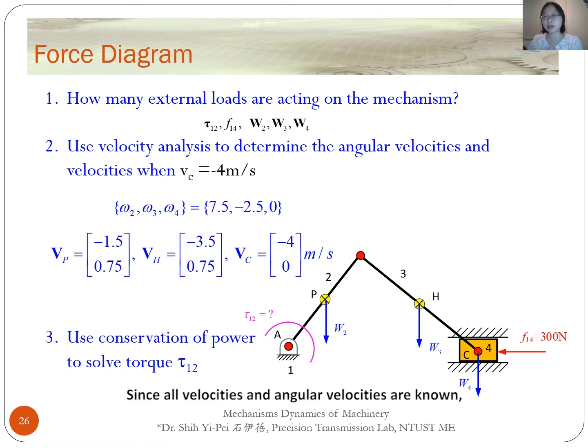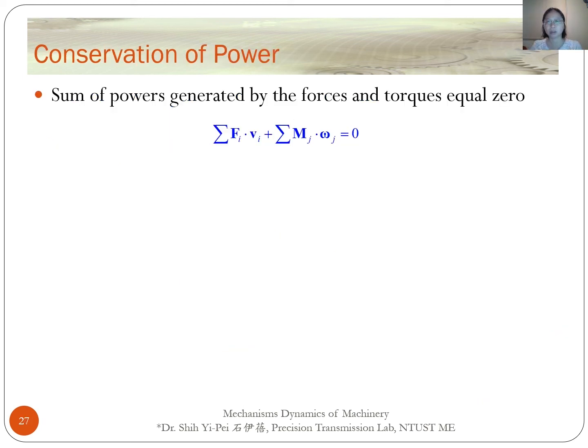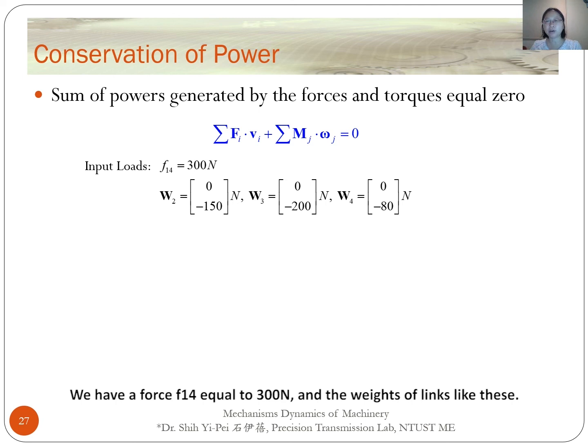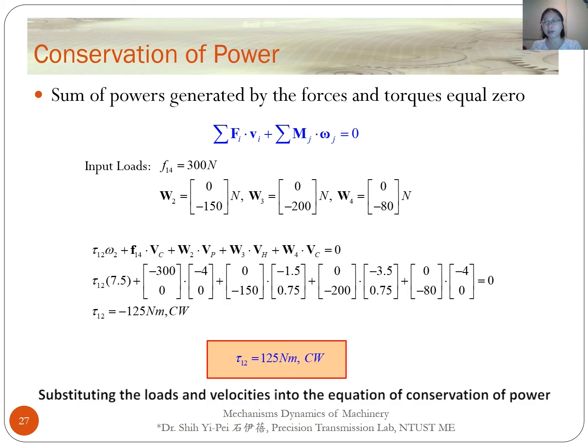Since all velocity and angular velocities are known, we can use the conservation of power to solve torque tau 12. We have a force F14 equal to 300 Newton, and the weights of the links like this. Substituting the load and the velocity into the equation of conservation of power, we can get input torque tau 12 equal to 125 Newton meter in a clockwise direction.